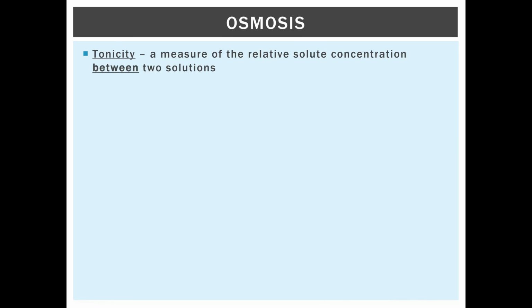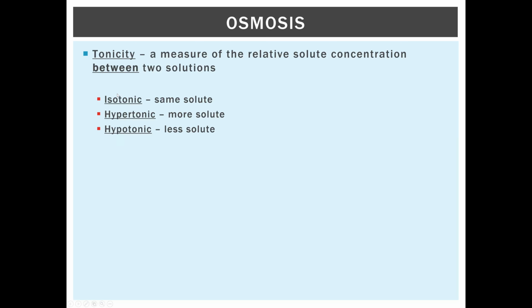So you should also be familiar with tonicity, which is a measure of the relative solute concentration between two solutions. So these involve some terms like isotonic, which means two solutions have the same solute concentration, hypertonic, which means one solution has more solute concentration than another, and hypotonic, which means one solution has less solute concentration than another. These are your root words. Hyper means more, hypo means less, iso means the same.